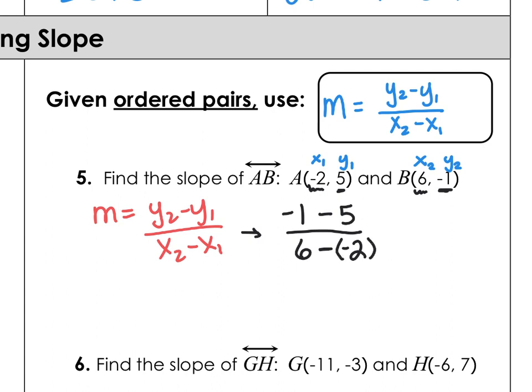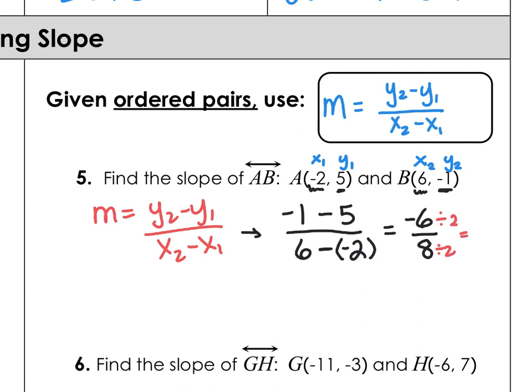Now, you all are able to use a calculator. I highly suggest you do use a calculator. It's going to make things a lot easier for you if you are having trouble with negatives. So -1 minus 5 is -6, and 6 minus a -2 is 8. So that's our slope, -6/8. However, I want you to simplify that. In this case, these are both even numbers, so we can divide by 2.